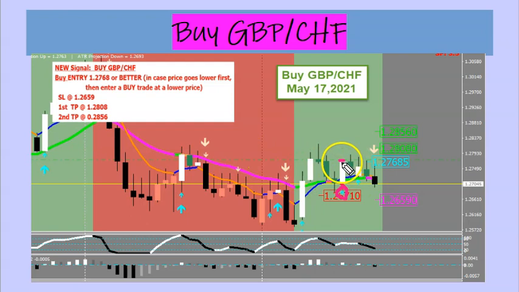So here we got in, guys. This is our, you can see right here, we got in right there. There was our entry, 1.2768, guys. Here is the first profit target. Price never went up to our first profit target.